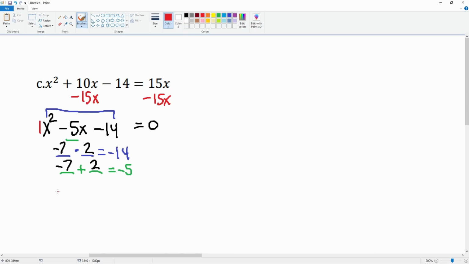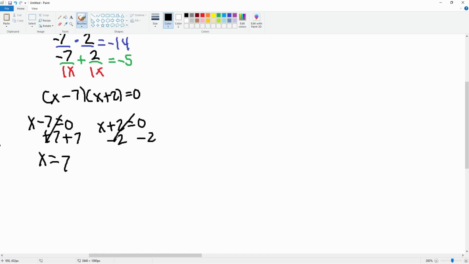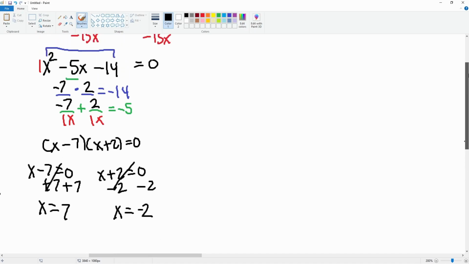Okay, we want to divide by that 1x. This simplifies, we just get it in factor form. x minus 7 and x plus 2, we set that equal to 0. Now we look to solve, so x minus 7 equals 0, x plus 2 equals 0. Add 7 to both sides, this cancels, x is equal to 7. Subtract 2 from both sides, this cancels, x is equal to negative 2. So your two solutions here are x is equal to 7 and x is equal to negative 2.